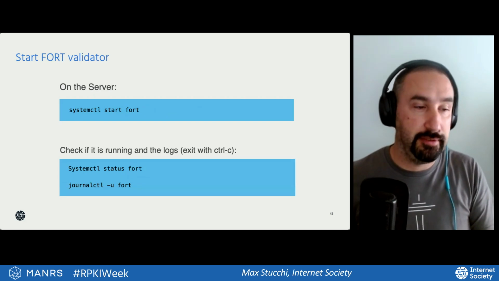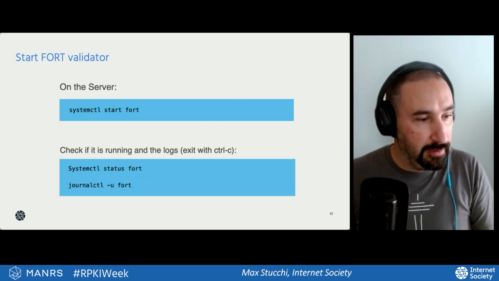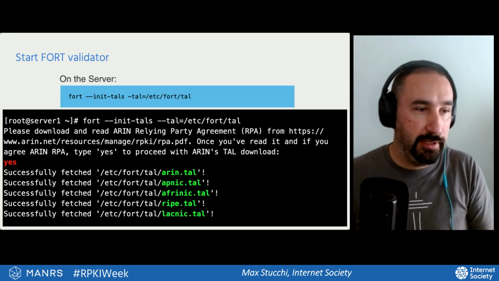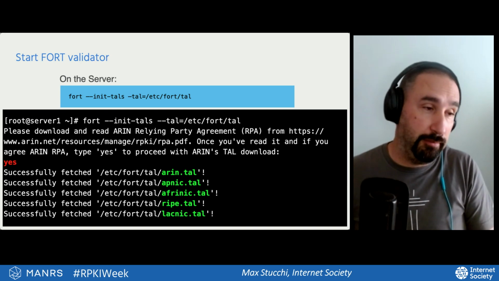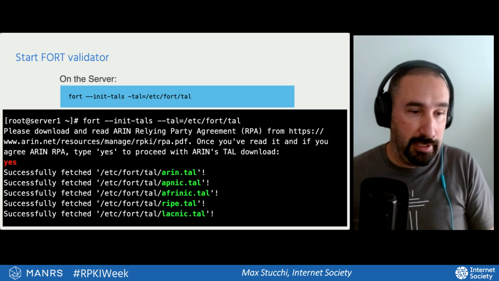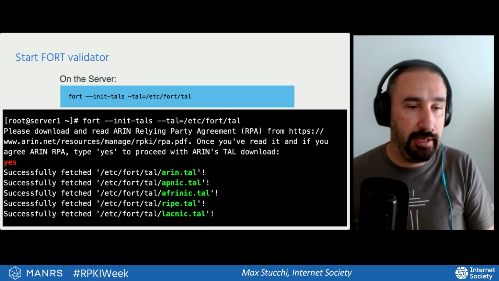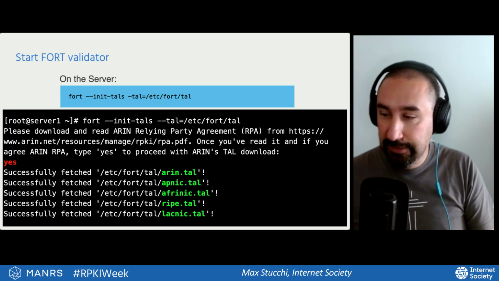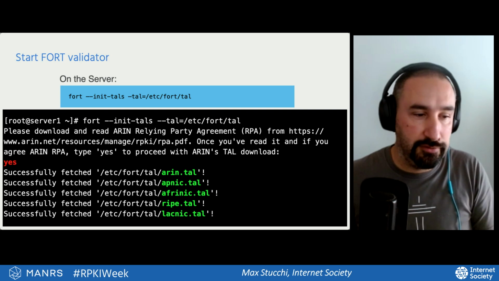Fort has a very, very similar behavior. You try to start Fort from systemctl, check if it's running, and it will give you an error because, well, you have to init the TALs. And then you run the same, very similar command to the one you ran with Routinator. And then you have to explicitly accept the RPA, the relying party agreement from ARIN. When you say yes, all the TALs get installed. So you can then fetch all the ROAs from all the sources.